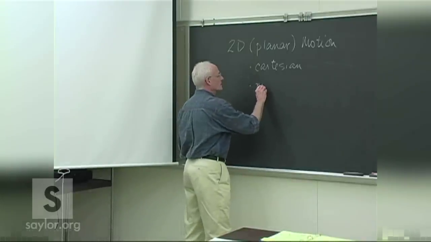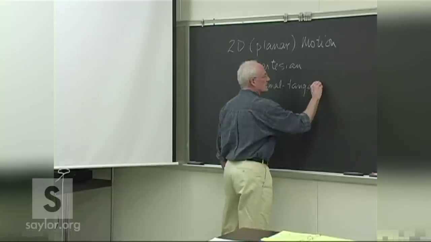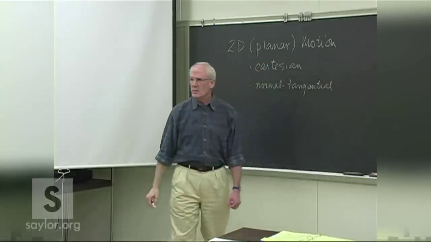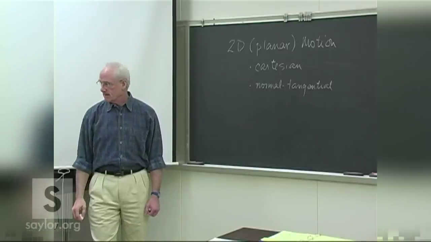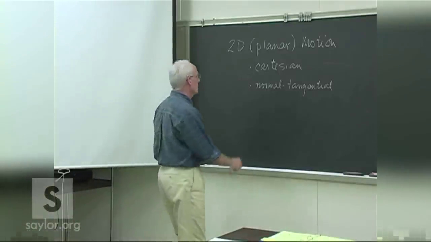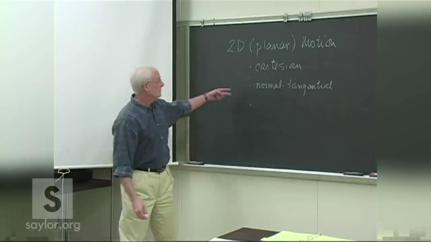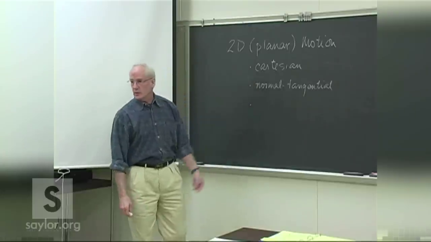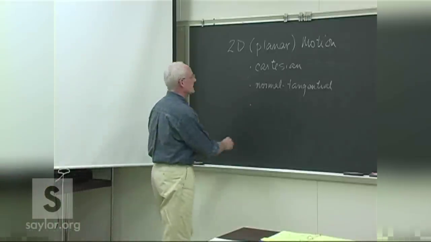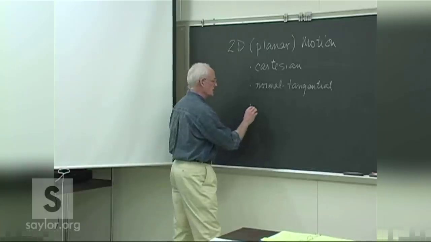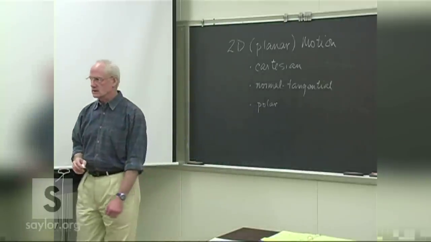Then we looked at the normal tangential coordinate system. Remember what kind of problems that works particularly well for? If the path is known. It works real well for those types of things. However, as we saw, we did a projectile motion problem in the normal tangential coordinate system. So the problems can be done in any of these. It's just that sometimes they turn out to be a little bit easier than others. And we'll look today at the polar coordinate system in 2D motion.